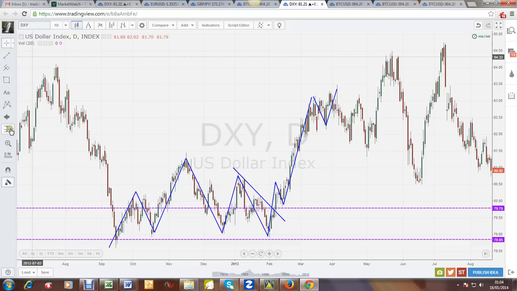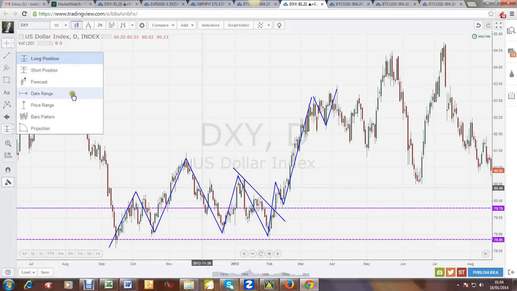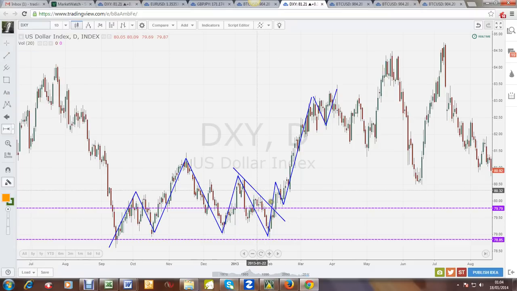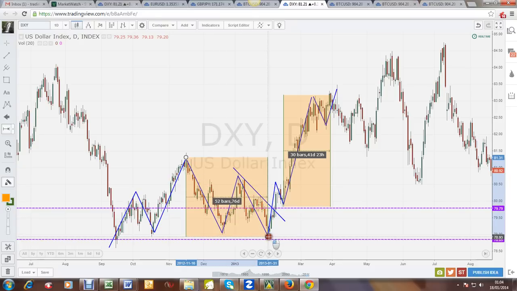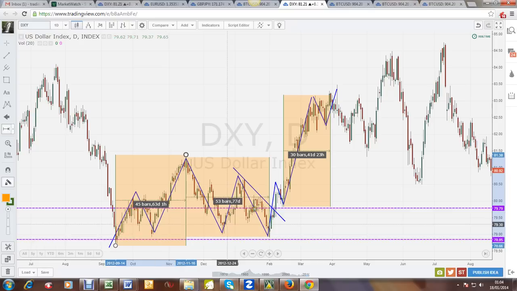For example, just the date range from here, it lasted approximately 30 bars. In contrast, this takes so much time in comparison to wave C, right? So if you look at this one, for example, even if you measure it from here to here, it took 53 bars. From there to there, it took 45 bars. So they're literally equal, but not quite equal.